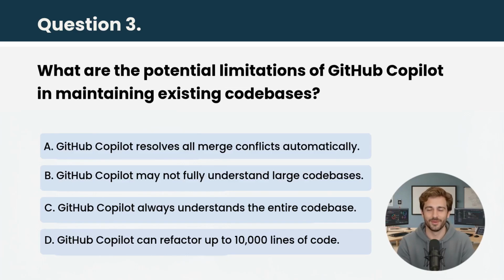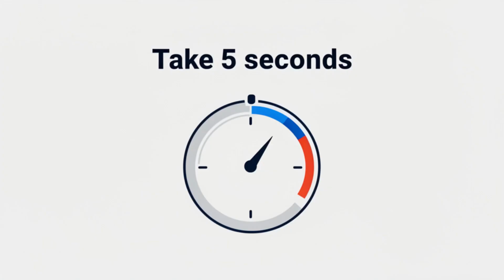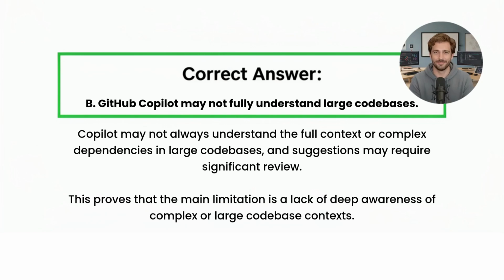Question 3. What are the potential limitations of GitHub Copilot in maintaining existing code bases? A. GitHub Copilot resolves all merge conflicts automatically. B. GitHub Copilot may not fully understand large code bases. C. GitHub Copilot always understands the entire code base. D. GitHub Copilot can refactor up to 10,000 lines of code. Take 5 seconds before answering. The correct answer is B.